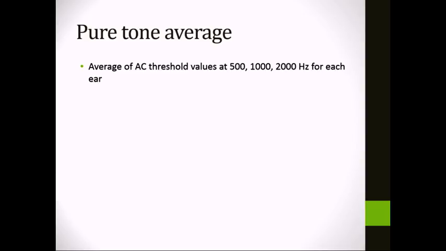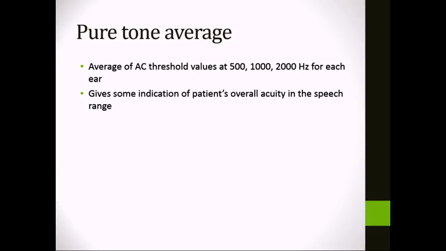And pure tone average is the mathematical average, or the mean, of the air conduction thresholds at 500, 1000, and 2000 hertz for each ear. So essentially you're going to have a left ear PTA and a right ear PTA. And the PTA gives you some basic indication of the patient's overall hearing acuity in the speech range. It's also going to become important later as a cross-check when we talk about speech testing.